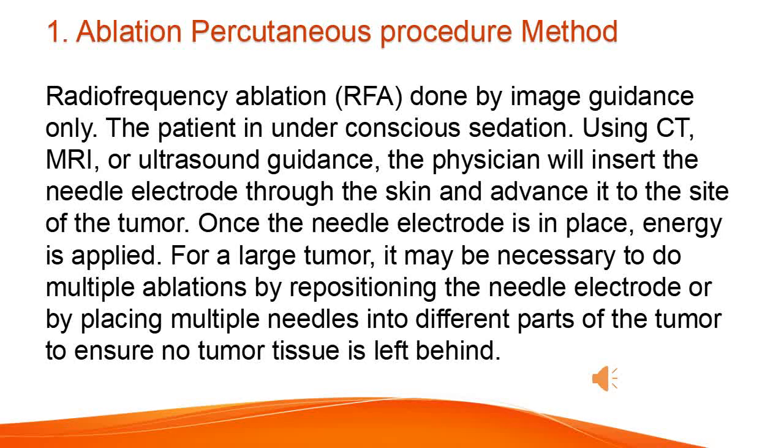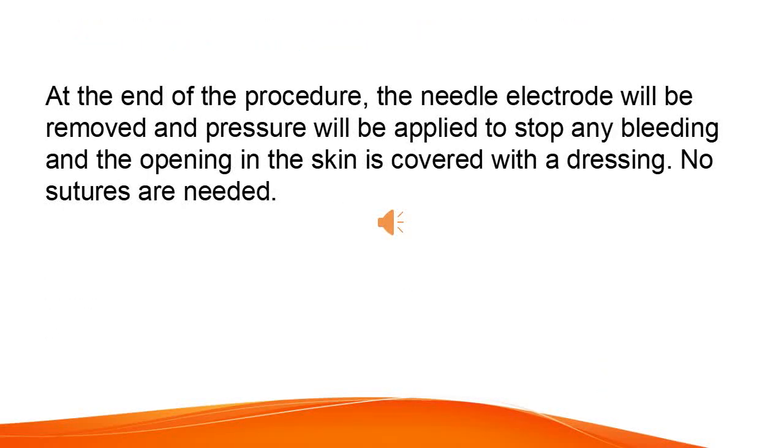For a large tumor, it may be necessary to do multiple ablations by repositioning the needle electrode or by placing multiple needles into different parts of the tumor to ensure no tumor tissue is left behind. At the end of the procedure, the needle electrode will be removed and pressure will be applied to stop any bleeding, and the opening in the skin is covered with a dressing. No sutures are needed.